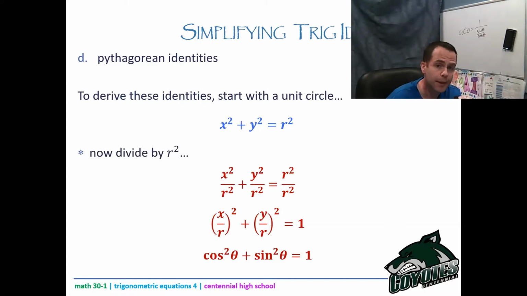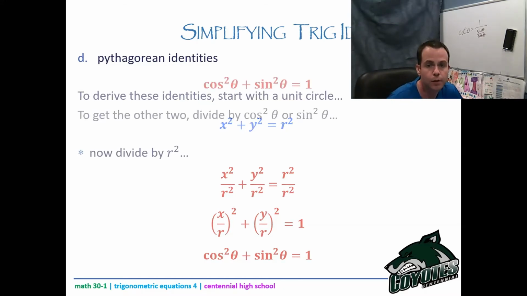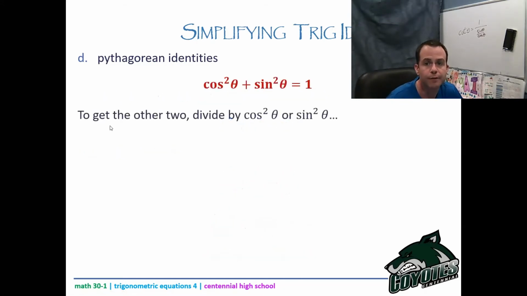Now, from there, if you look at your formula sheet, you actually see 3 identities that kind of look like a squared plus b squared equals c squared. I've only dealt with the first one. The other 2 come from that first one. So what we can do is either divide everything by cos squared or divide everything by sine squared. First, we're going to divide everything by cos squared.